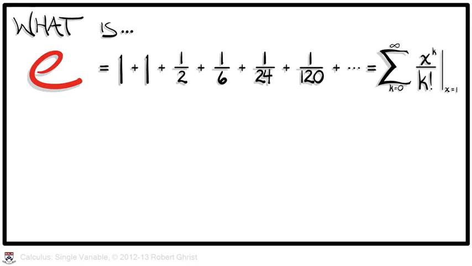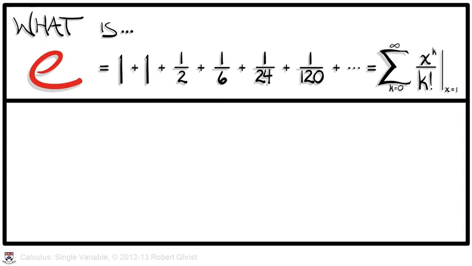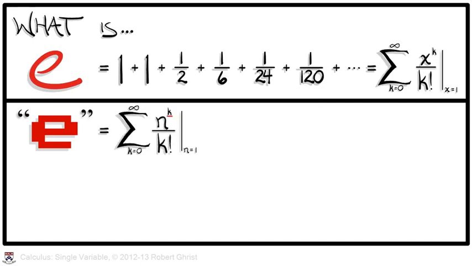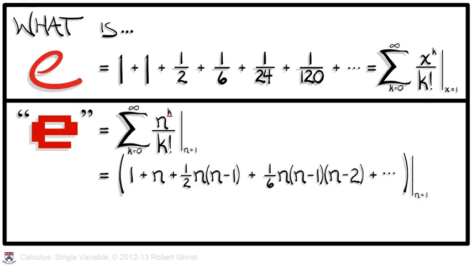Now, that's for smooth calculus. What about discrete calculus? What is the discrete version of e? Let's try the same thing, but using the discrete version of x to the k, that is n to the falling k. Consider the sum, k goes from 0 to infinity, of n to the falling k over k factorial, evaluated at n equals 1. What is that? Well, that's 1 plus n plus 1/2 n times n minus 1 plus 1/6 n times n minus 1 times n minus 2, etc.